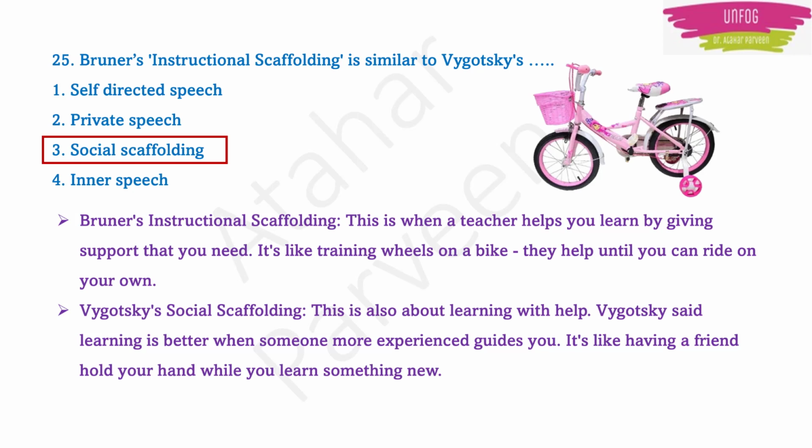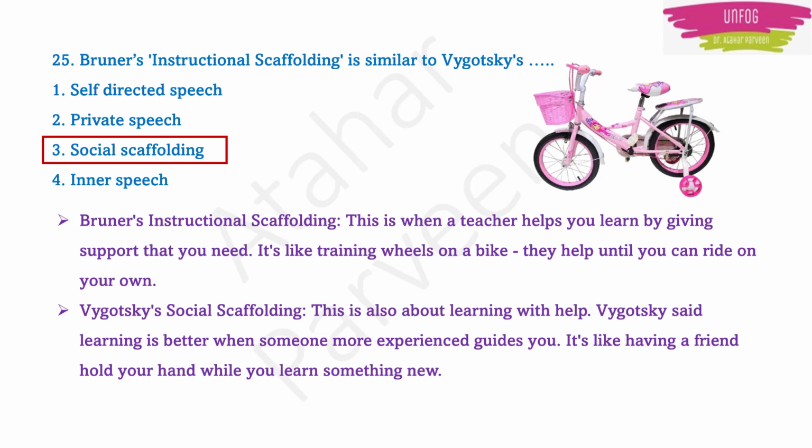child is trying to learn cycling, nowadays on those small cycles they give those two supporting wheels, right? So they are helping you until you can ride that bicycle on your own. Once the child learns cycling very nicely, then you can remove those supporting or training wheels. Then the bicycle can be run by the child on two wheels only. Okay, so that type of help or instruction is known as Bruner's instructional scaffolding. This is his idea, I mean to say Bruner's idea of instructional scaffolding.